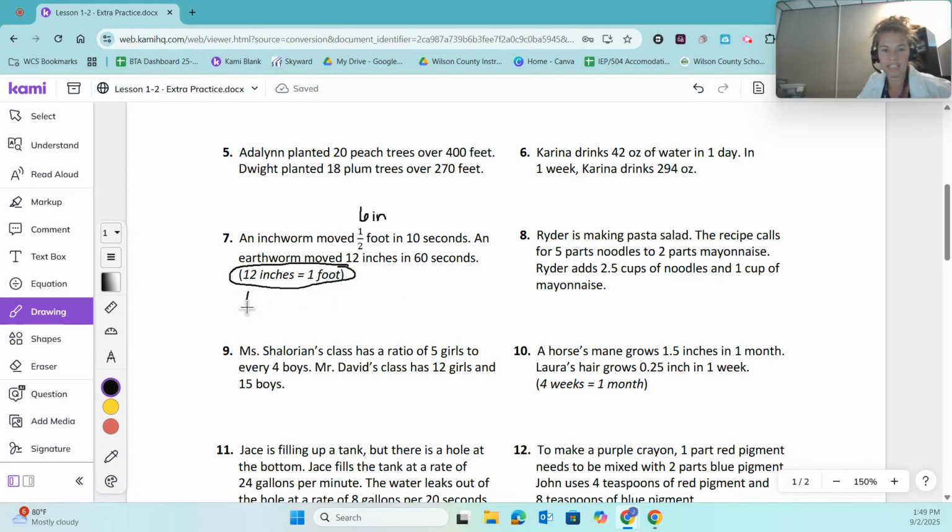Okay, so if we've got 6 inches in 10 seconds and we have 12 inches in 60 seconds, are those equivalent? Okay, and if we find our unit rate, that would be 0.6 inches in 1 second, and 0.2. So no, these are not a proportional relationship. They are not proportional. And here's another one just like that that you can try where you have to do those conversions.